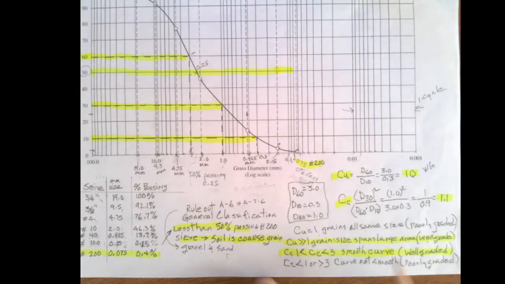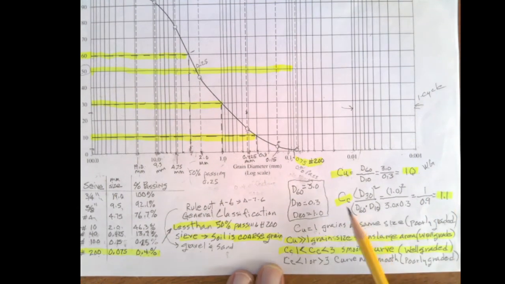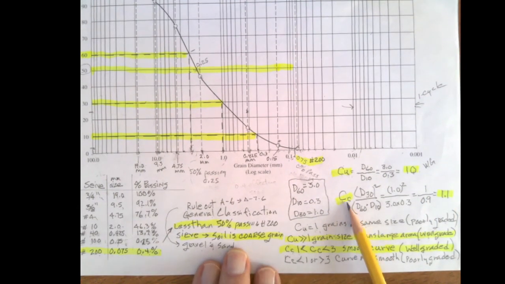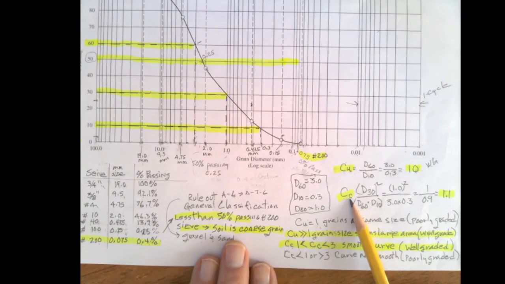Well graded. Now, if the coefficient of uniformity is 1, that means the grain sizes are all the same size, so it's poorly graded. If it's greater than 1, it's well graded, as ours is well graded. Now we had to calculate the coefficient of curvature.